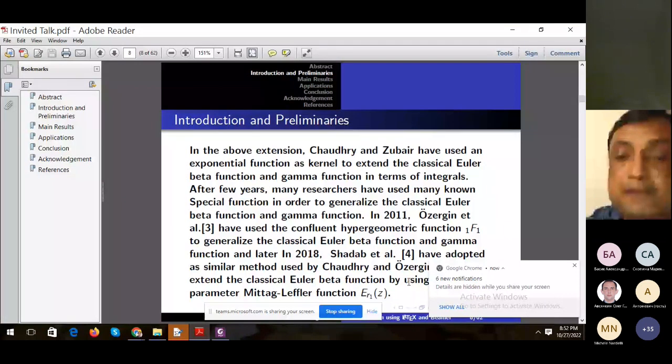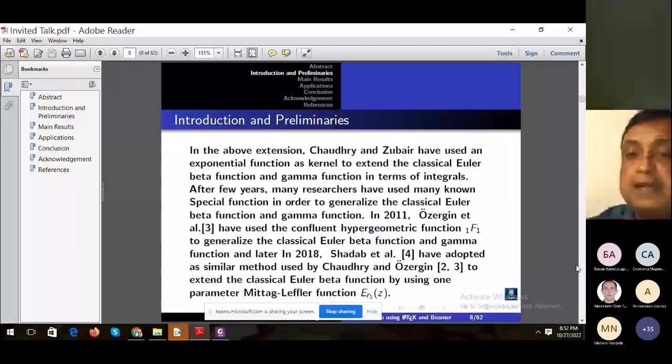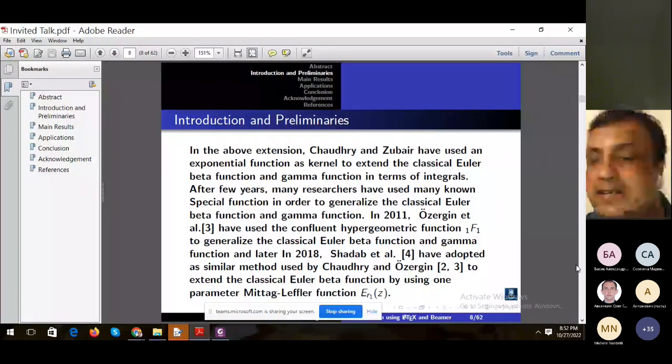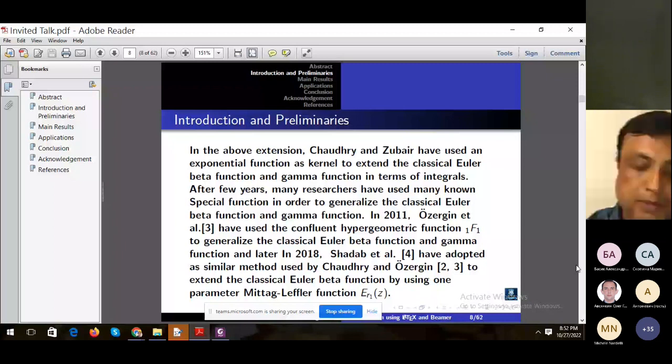application point of view. In 2011, my good friend from Turkey, Professor Özarslan et al., have used the confluent hypergeometric function for the first time to generalize the classical Euler's beta function and gamma function. You can see that 1F1 denotes the confluent hypergeometric function. They have used it for the first time in the history of the development and generalization of the extended functions.